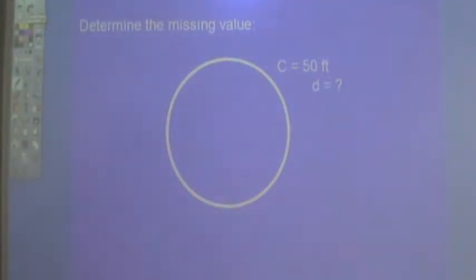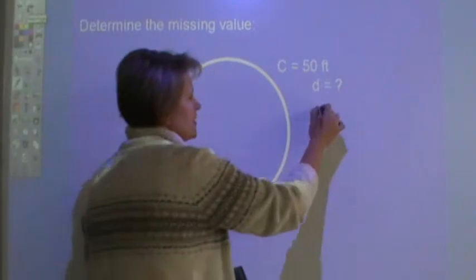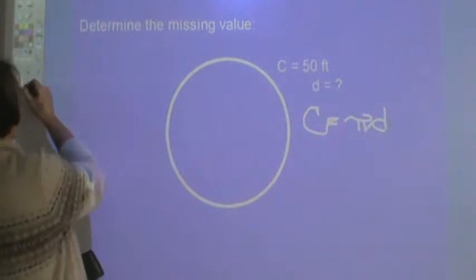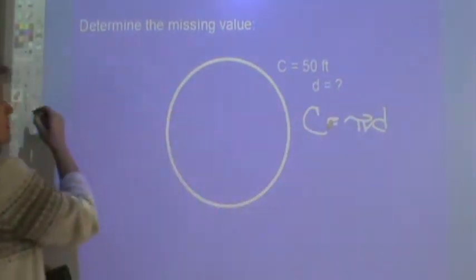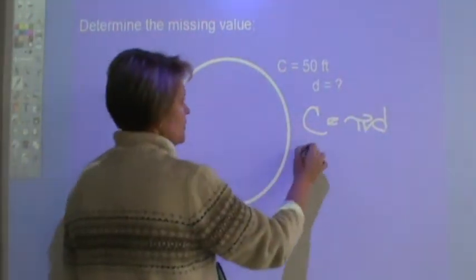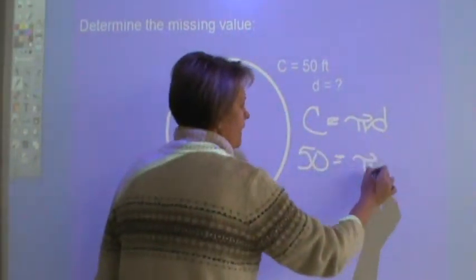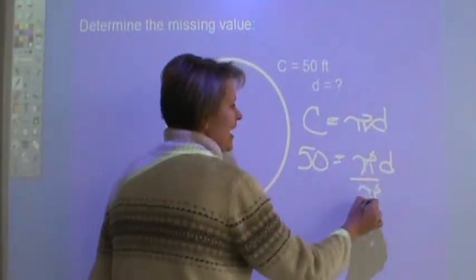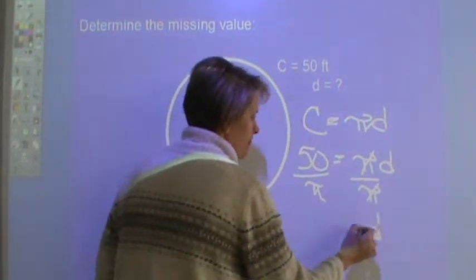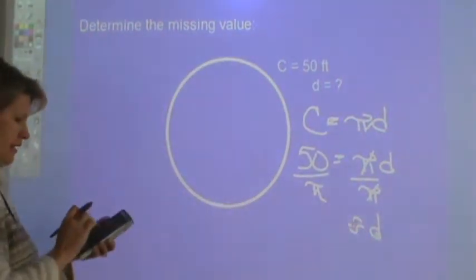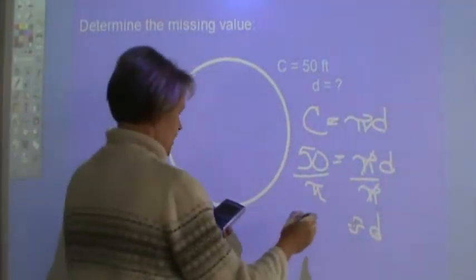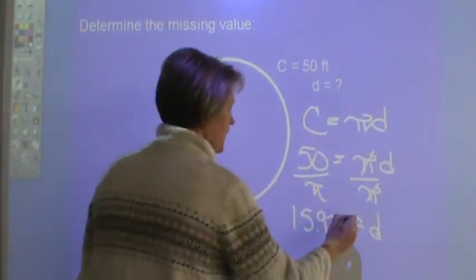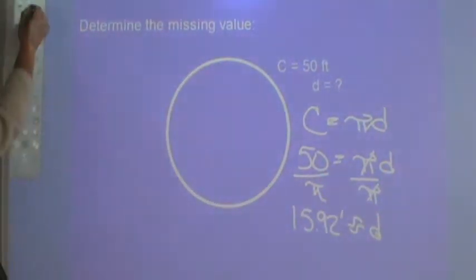Now, if I'm giving you the circumference and I want to know the diameter, I'm going to start with the same equation, but this would be like what we were doing the other day. If I give you the circumference is 50, and I want to know the diameter, I'm going to have to solve, so I'm going to divide on this one instead of multiplying. So 50 divided by pi gets me about 15.92 feet. So a little different on that one.